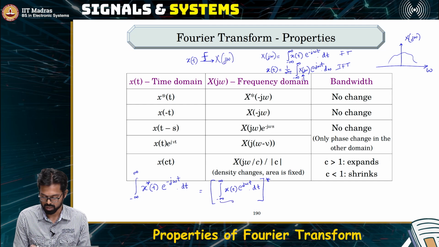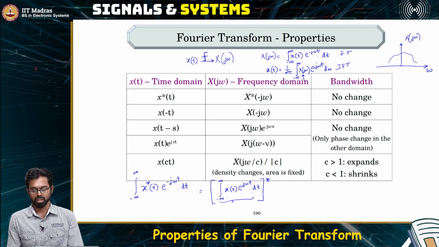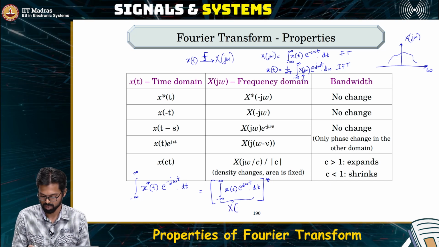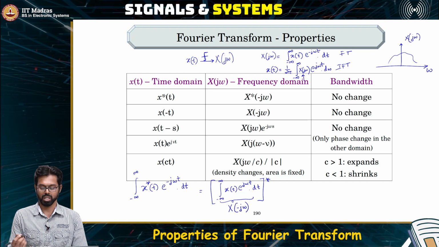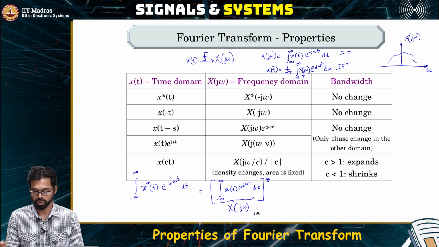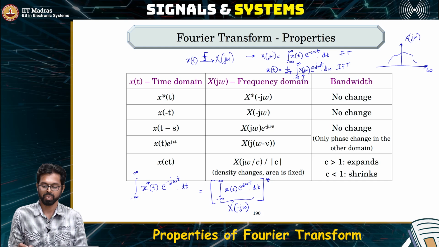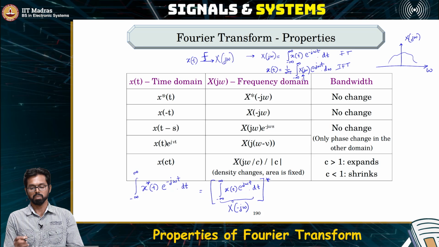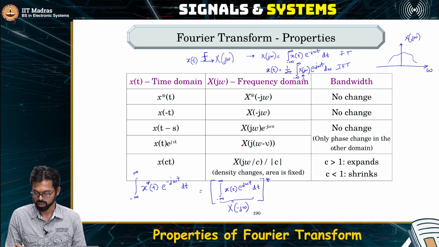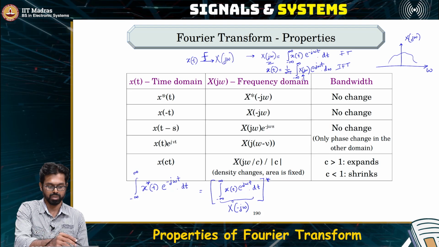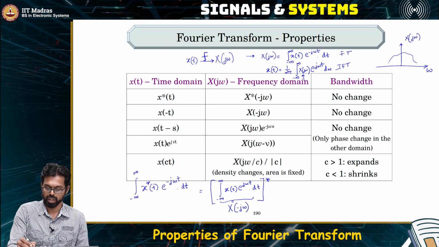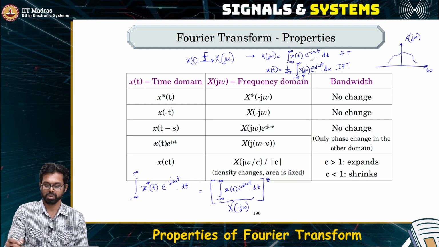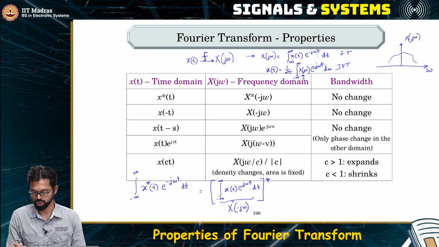Now what is this term? So this term is nothing but X of minus j omega. Why is that X of minus j omega? Because what is X of j omega? It is given by this integral from minus infinity to infinity x of t e power minus j omega t. Now just simply substitute in this place, minus j omega. So if you substitute minus j omega in that equation, what would you get?